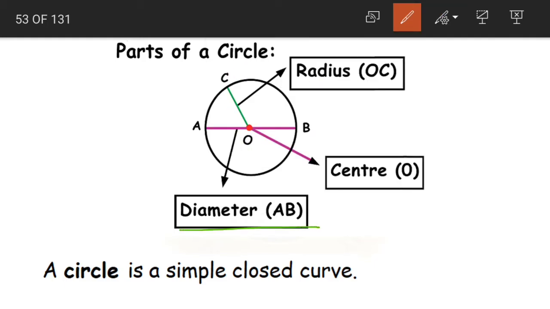Now coming to diameter, see this is our diameter from one end to the other end. It is passing through the center. But how do we name our line segment? We name our line segment depending on its endpoints. So what are the endpoints here, children? The endpoints are A and B. So our diameter is nothing but AB. I hope this is clear.